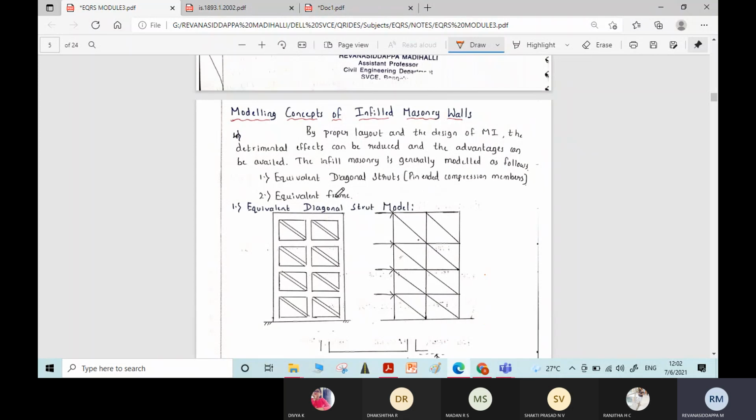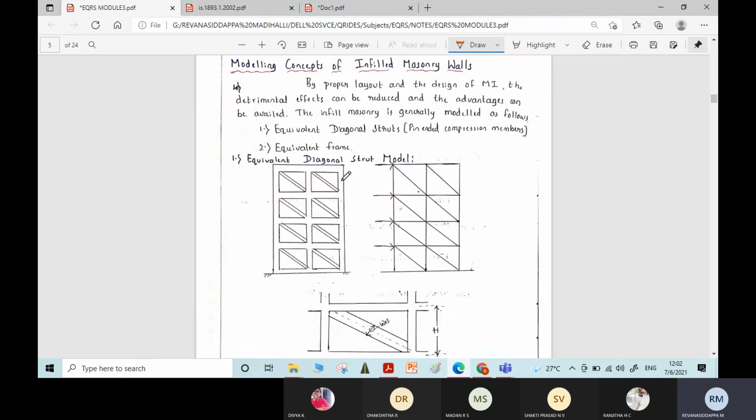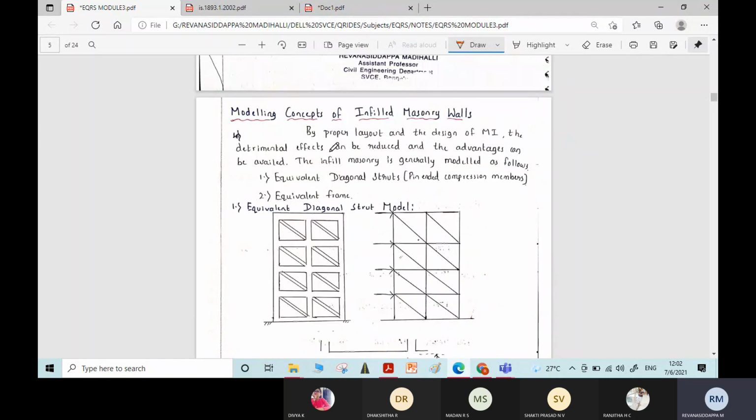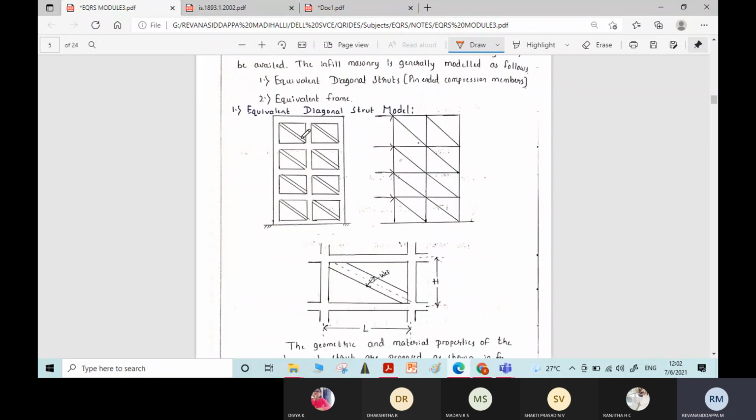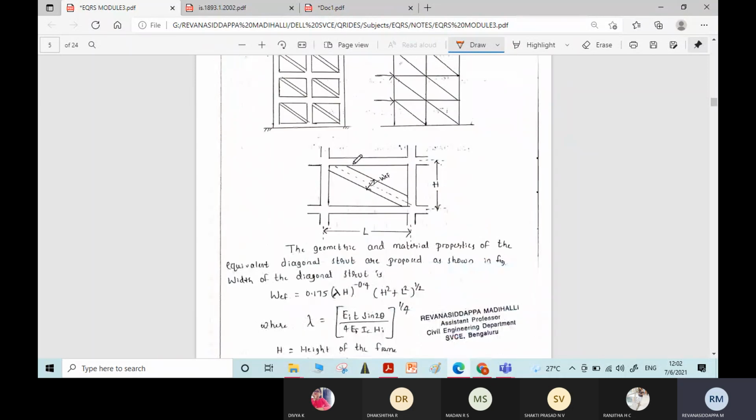The building with infill masonry walls is not analyzed as it is. We will generate an equivalent model for that building with masonry walls. That equivalent model may be the equivalent diagonal strut model, or it may be the equivalent frame. That is the meaning of modeling concept. In that, the first thing we have is the equivalent diagonal strut model.